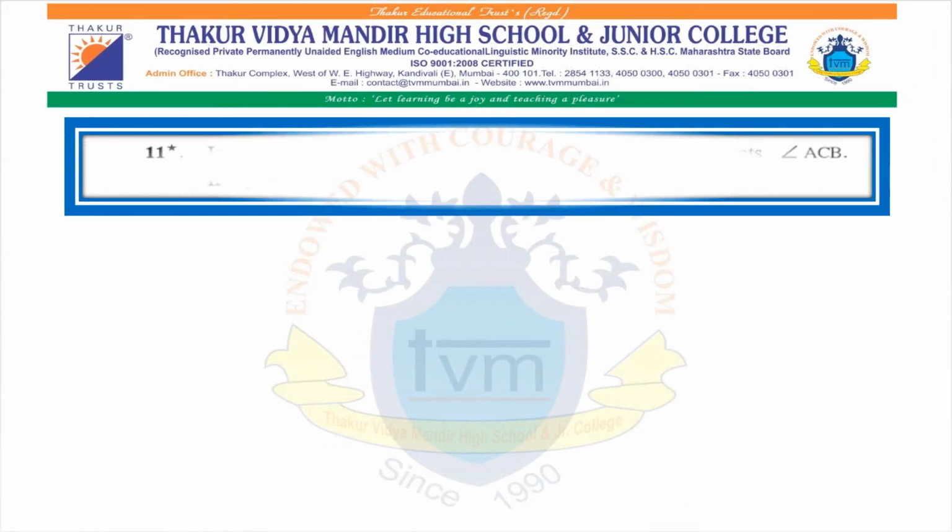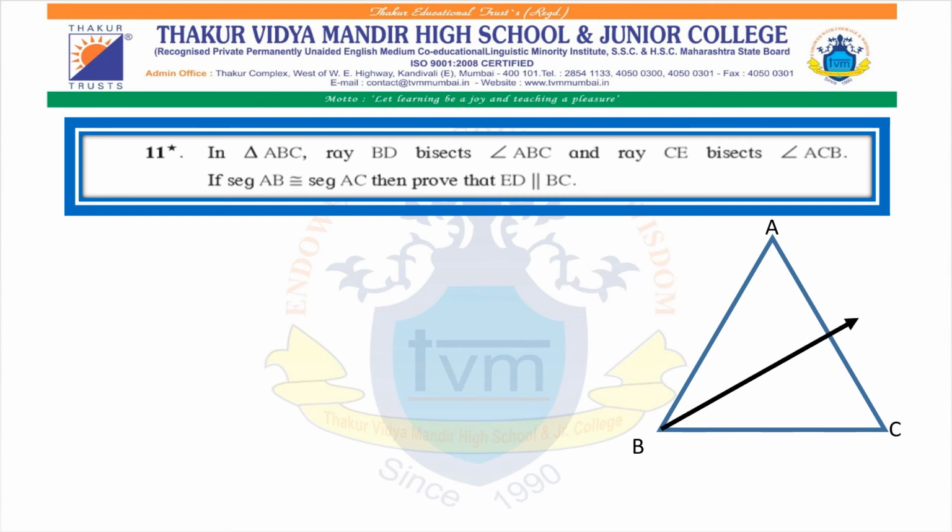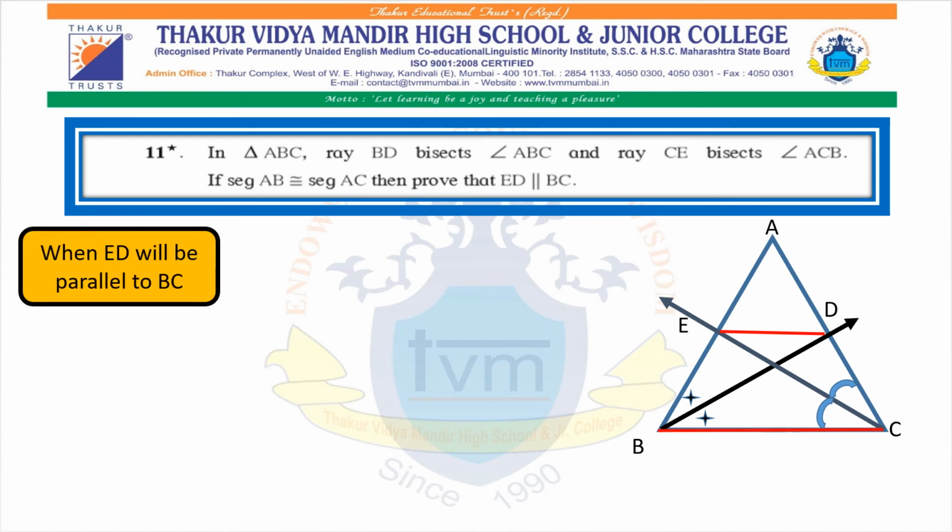Let's solve sum number 11. In triangle ABC, ray BD bisects angle ABC and ray CE bisects angle ACB. If segment AB is congruent to segment AC, then we need to prove ED parallel to BC. Now we need to think when ED will be parallel to BC. See the triangle ABC and see when ED will be parallel to BC. Yes, you are right, we'll be using the converse of the basic proportionality theorem.